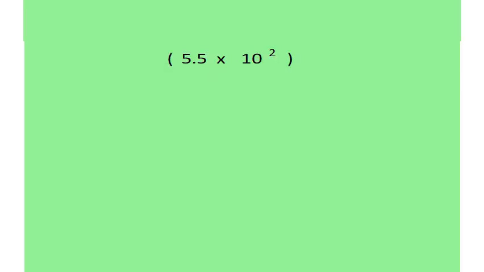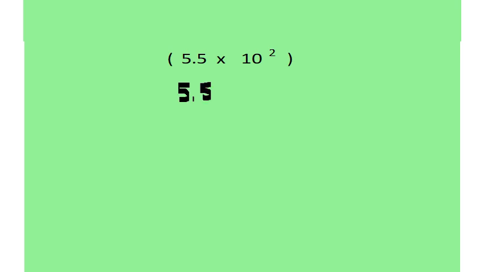Let's try it the other way. This time I'm going to change from scientific notation into standard form. So here I have 5.5 times 10 to the 2nd power. So let me write my 5.5.